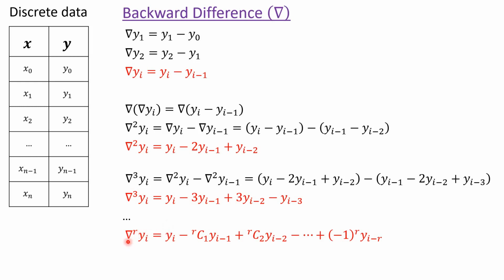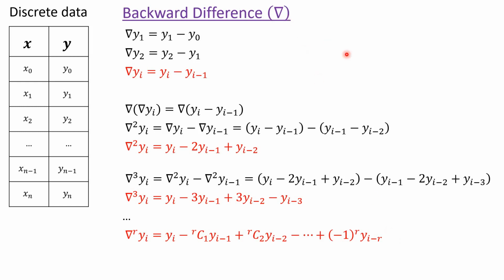So what is del raised to r yi? It is yi minus rC1 times y(i-1) plus rC2 y(i-2), and so on, up to minus 1 raised to r y(i-r). So this is how the backward difference operator operates.